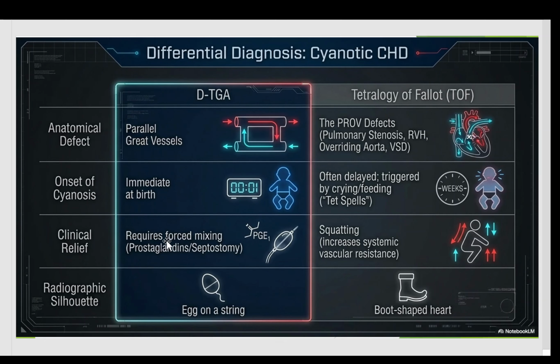The clinical relief of cyanosis is brought about by mixing procedures, by prostaglandin E1 or the septostomy, and in TOF the hypercyanotic spells are corrected by squatting. On X-ray we have an egg-on-a-string appearance in TGA, and we have a boot-shaped heart in TOF.